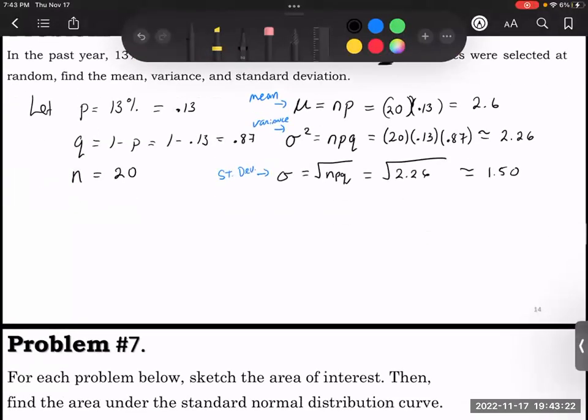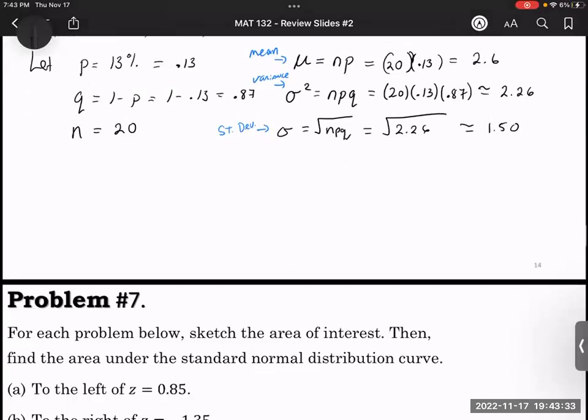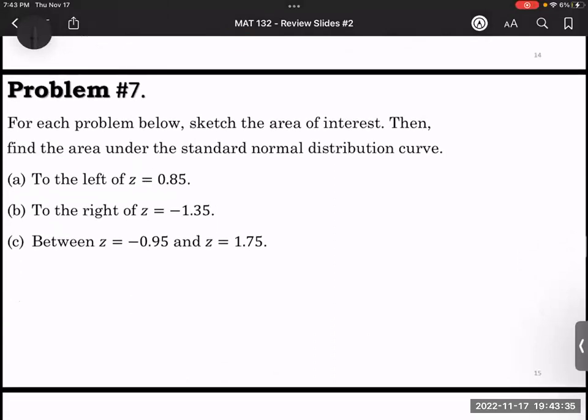Okay, so we did problem 6. For those that are in the Zoom meeting with me still, we're going to do problems 7, 8, 9, and 10. Problem 7 states: for each problem below, sketch the area of interest, then find the area under the standard normal distribution curve.